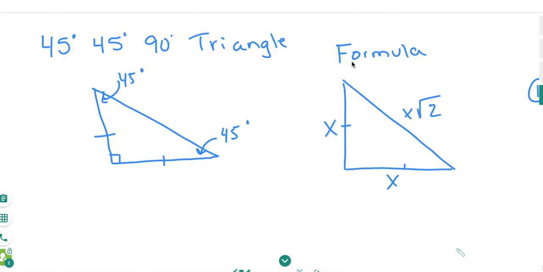The formula for finding the missing sides of an isosceles right triangle, or a 45-45-90 degree triangle, is that we're going to name the congruent legs x and x, and then we're going to take that value and multiply it times the square root of 2 to find our hypotenuse.